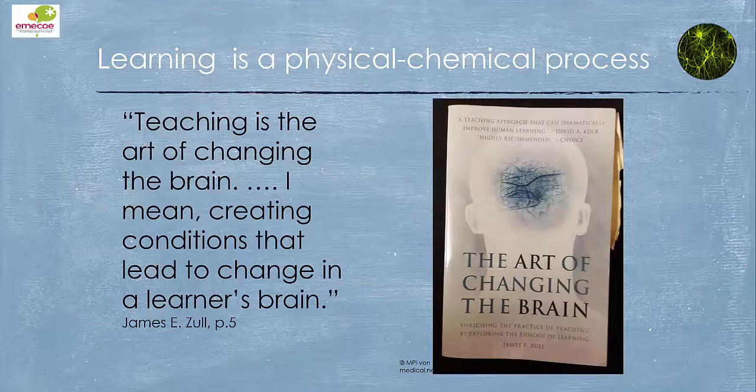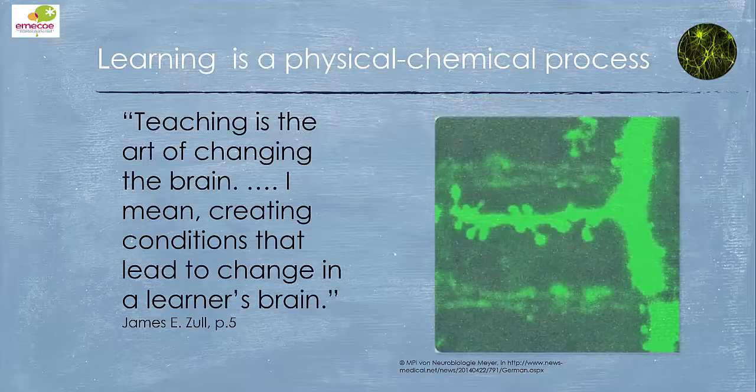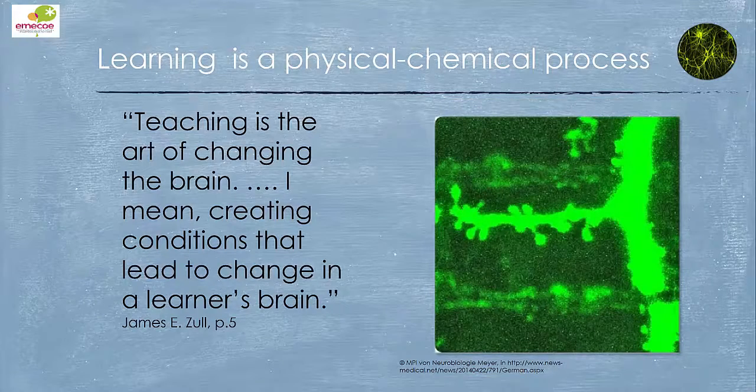One of the most interesting and helpful books on learning and the brain is James Zull's The Art of Changing the Brain. He tells us that learning is biology, not psychology. And teachers can actually influence this down to the cellular, the chemical level of signal transmission between synapses. It's a fascinating book, very readable for teachers.